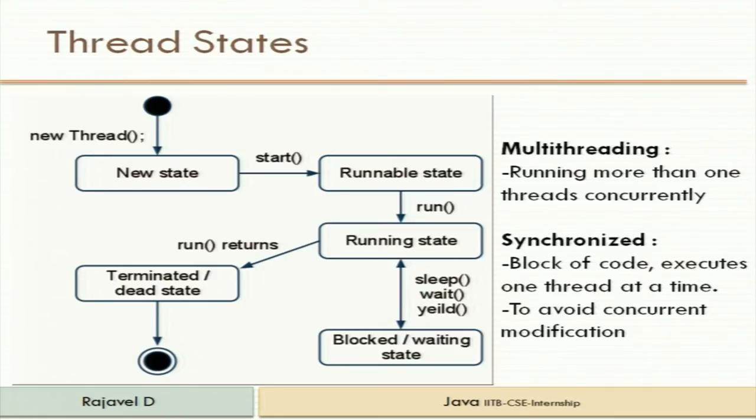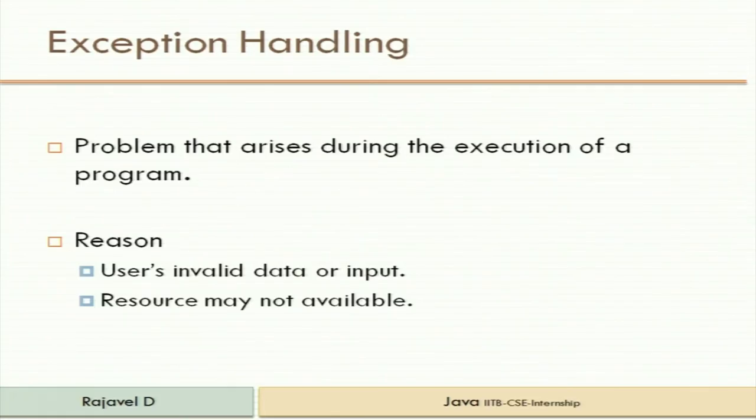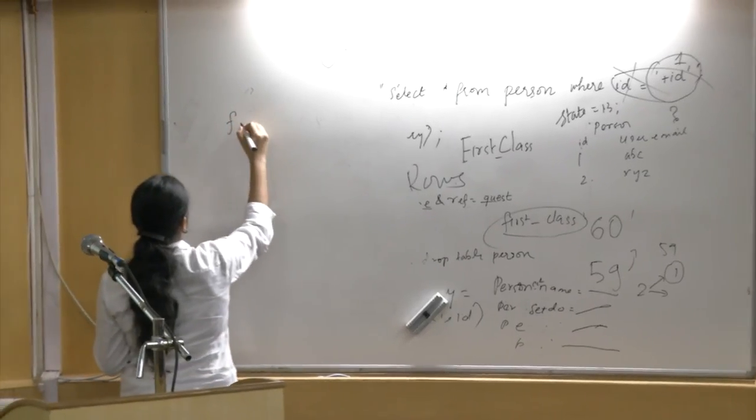So when you start, it goes into runnable state and it is running. You can make it sleep, wait or yield until the next waiting state or something. And yeah, an important thing is exception handling. You're going to help me out in this, okay? We will write a program to compute factorial. Everybody knows factorial, right?